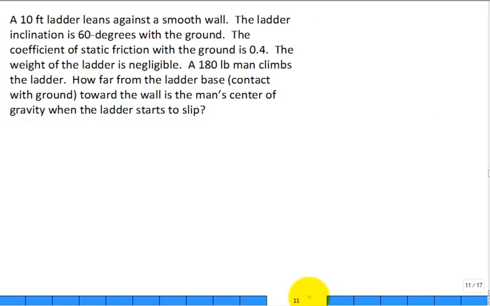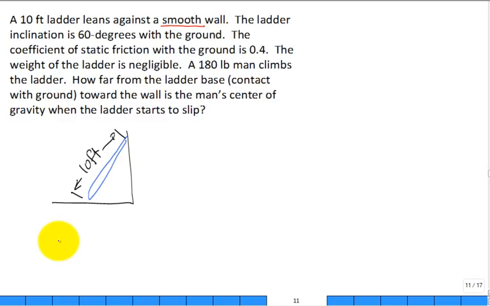We have a 10-foot ladder, and it leans against the smooth wall. This is a very interesting word describing the wall. Can you tell me what is the coefficient of static friction for the wall and the ladder that are in contact? Zero. There's no frictional force with the ladder and the wall. So we make a little thing like this. This is our wall, and we put our ladder in like this, and our ladder has a length of 10 feet. And it's against a smooth wall. Right away, that wall can generate a normal reaction force against that ladder, but no frictional force, none, on that ladder at the top.